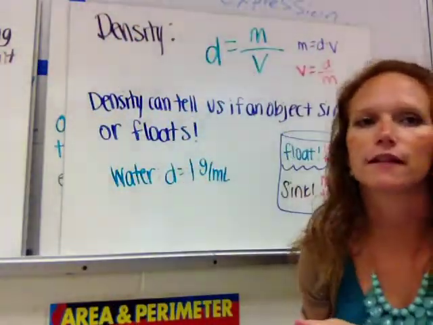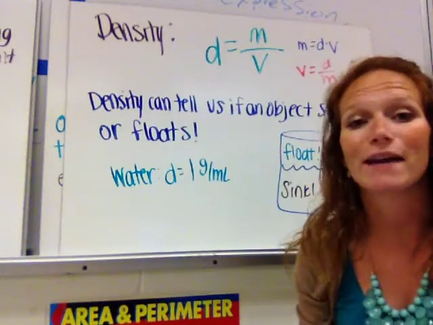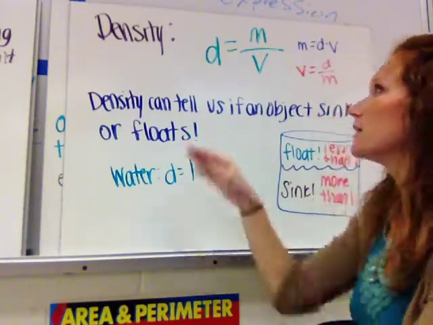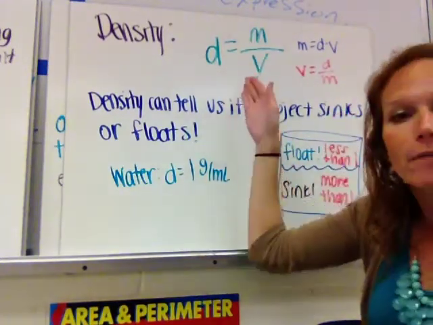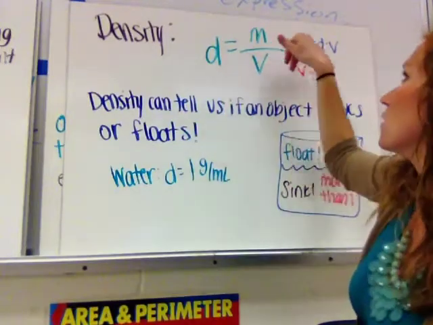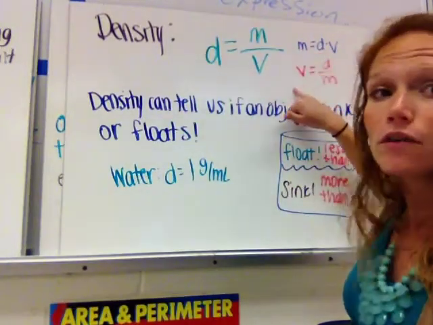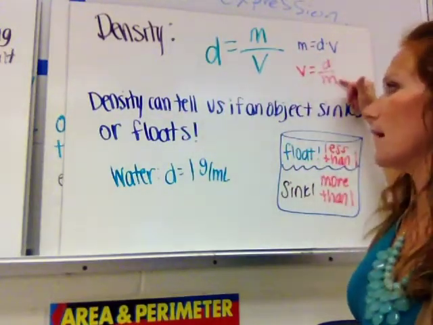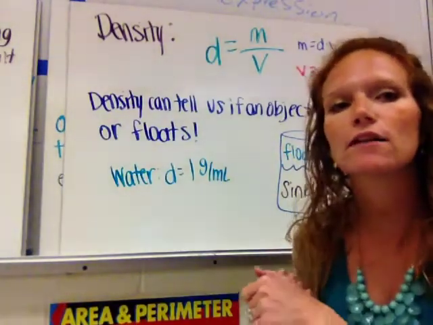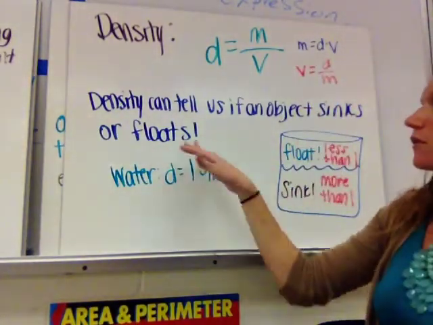We'll briefly go over density. Density is one of those things that you may have to calculate. The formula for density is mass divided by volume. From this formula, you can calculate the mass, which would be density times volume, or the volume, which is mass divided by density. Density can also tell us whether or not an object sinks or floats.